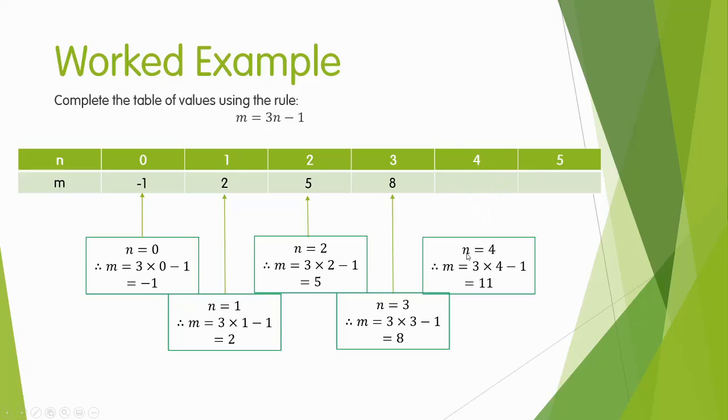Let's check it out. n equals 4. m equals 3 times 4 minus 1. 3 times 4 is 12. Minus 1 is 11. So our guess was right. And therefore, the last one's 14, and we can put that into there. So after you do 3 or 4 numbers, you should be able to get a good idea of that pattern that's going to be forming.